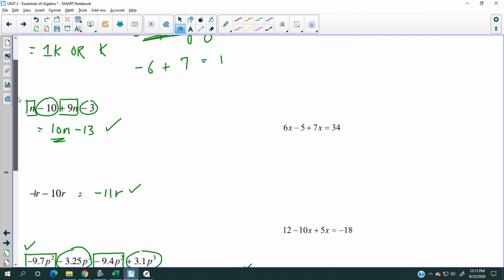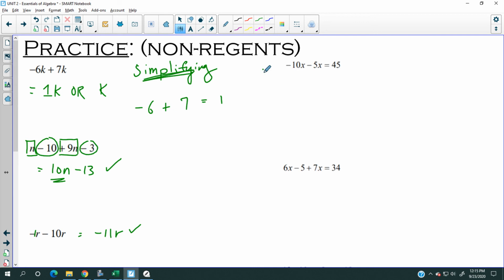All right, so let's do one of these where we solve an equation and then I'll stop. Here you have to combine like terms. So that's negative 15x equals 45. Divide both sides by negative 15. X cancels out, that's negative 3.